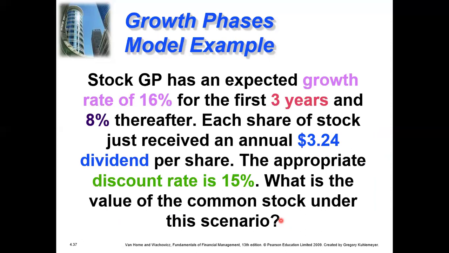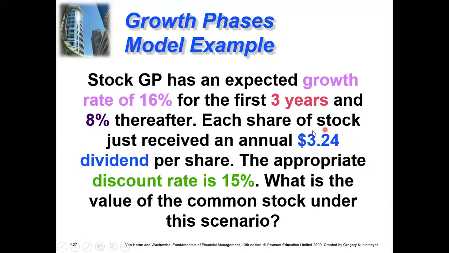This stock GP has an expected growth rate of 16% for the first 3 years and 8% thereafter. The growth rate for the first 3 years is 16%, and after that a constant growth rate of 8%. Each share of stock just received an annual $3.24 dividend per share. So this is the dividend that is just received. Keep in mind that this dividend is not D1, this is D naught.